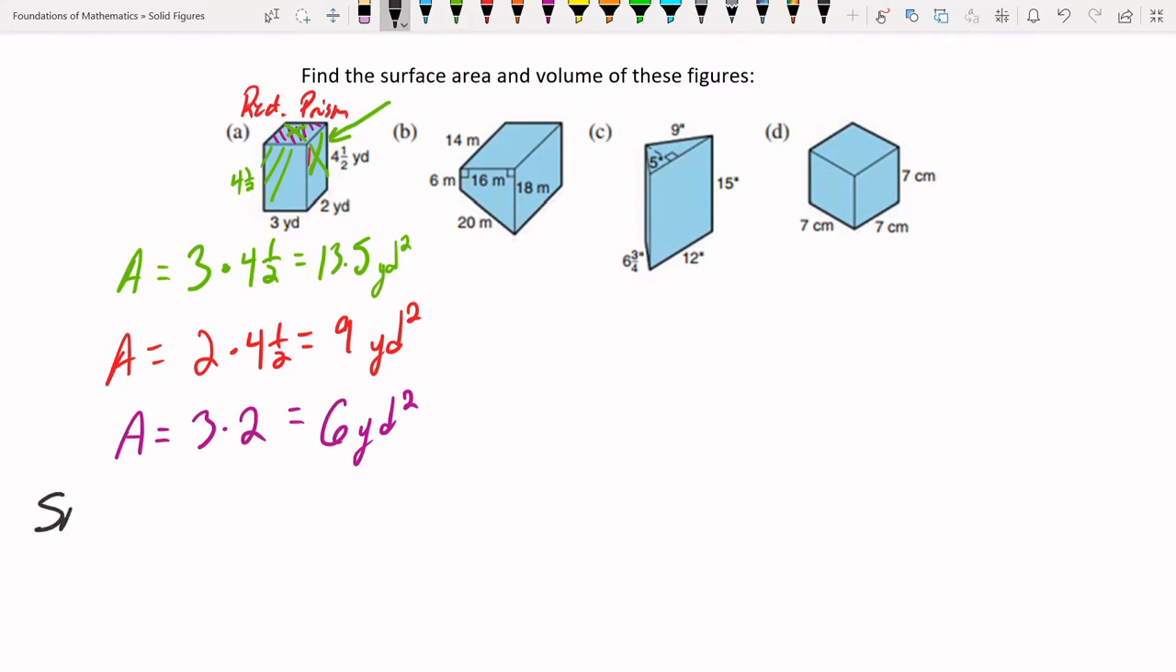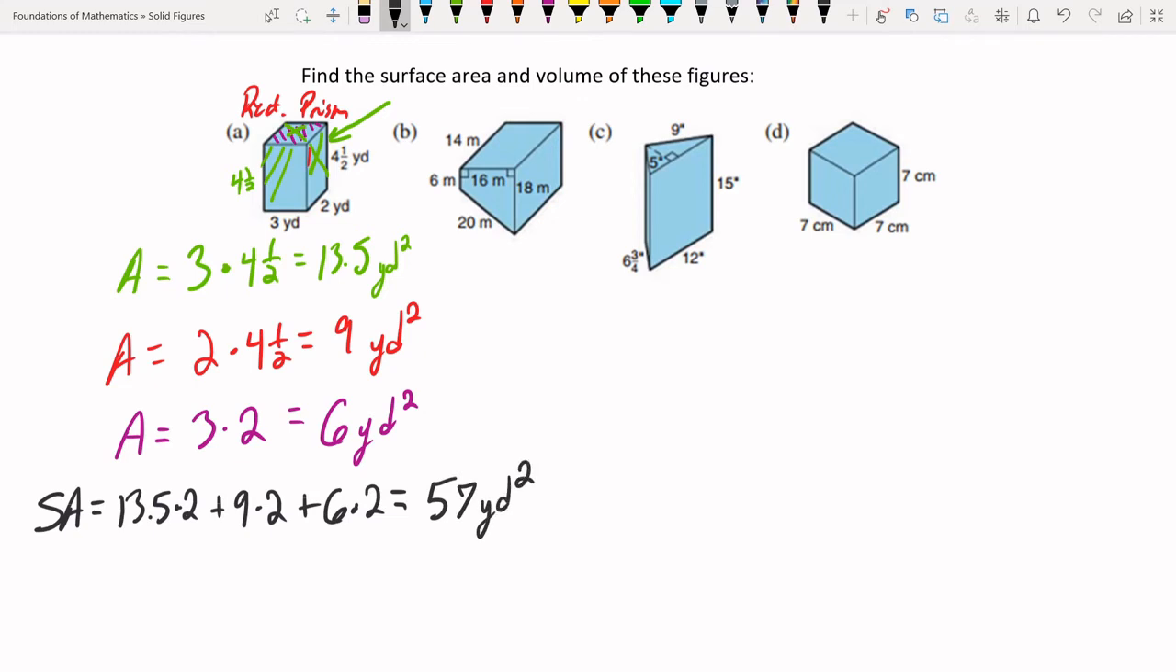So I'm going to say surface area equals the green times 2 plus the red times 2 plus the purple times 2. Adding those all up will give us the total surface area. Let's see, 6 times 2 gives us 57 yards squared.